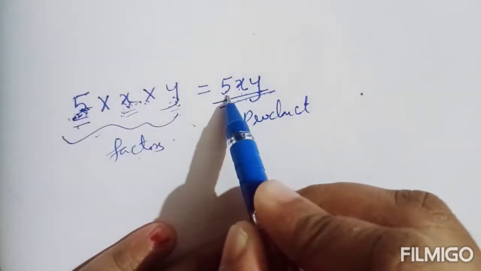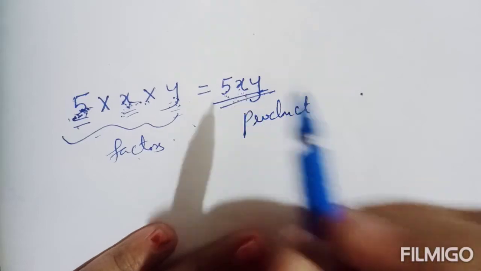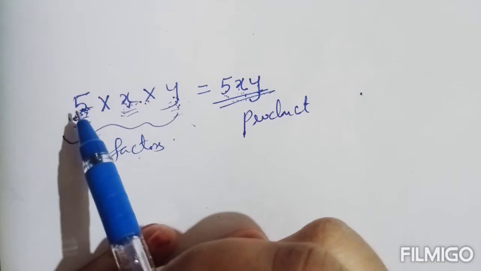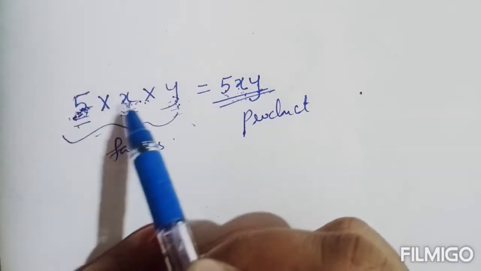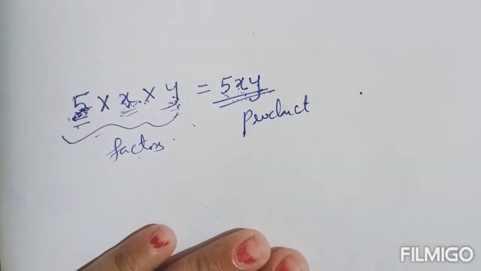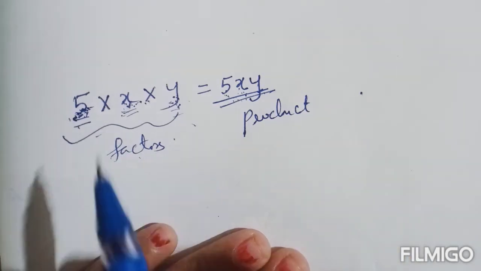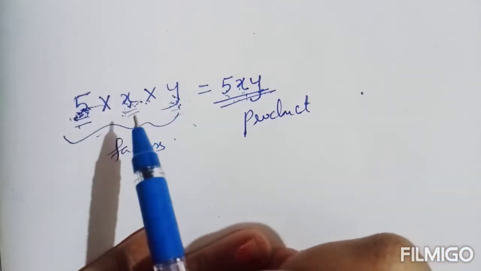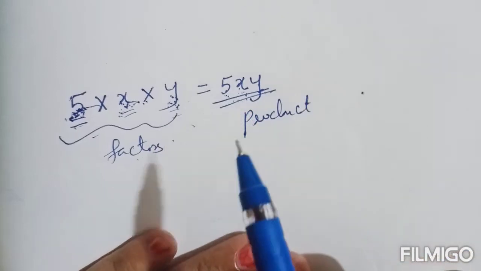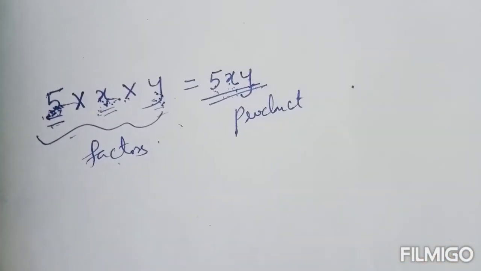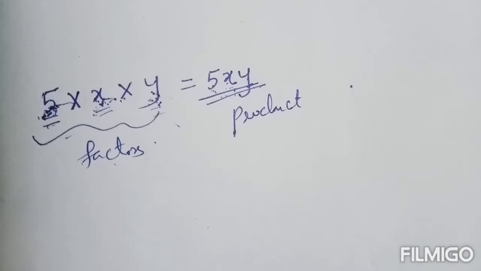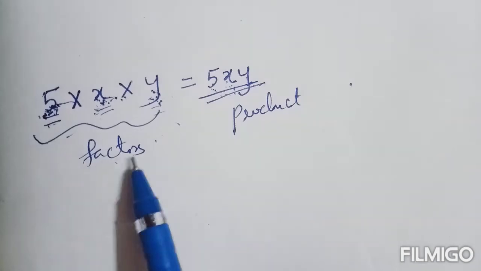Now in order to get this product 5xy, we are multiplying 5, x and y. So these are called factors. 5, x and y are called factors. Factors means each constant or each literal which we multiply together to form a product.